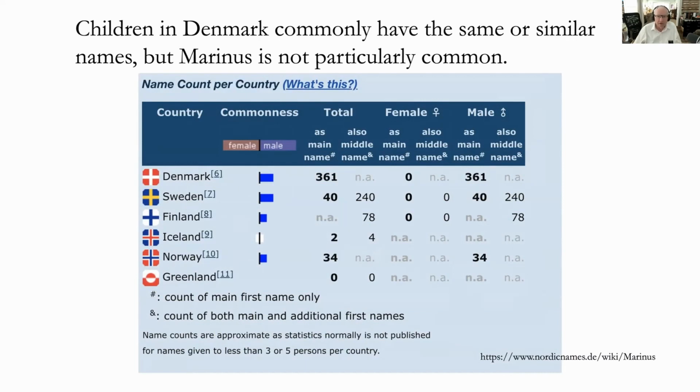Now, Marinus isn't particularly common, but all given names in Denmark are extremely common because of patronymics. It's Jens, Jensen, Jens, and they always name their kids Jens, and it just goes on and on. So you can see here some commonness of numbers. The higher the number, the more common the name, actually. So it's really common.